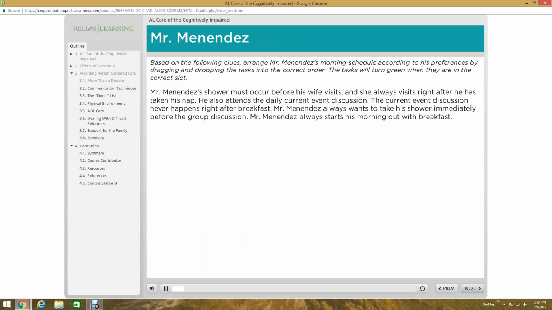Based on the following clues, arrange Mr. Menendez's morning schedule according to his preferences by dragging and dropping the tasks into the correct order. The tasks will turn green when they are in the correct slot.